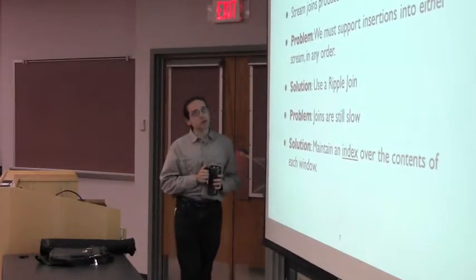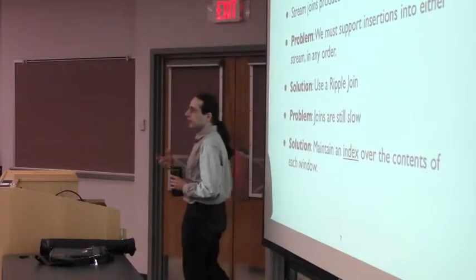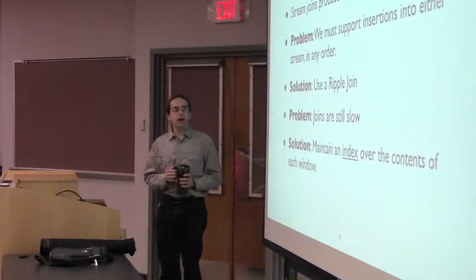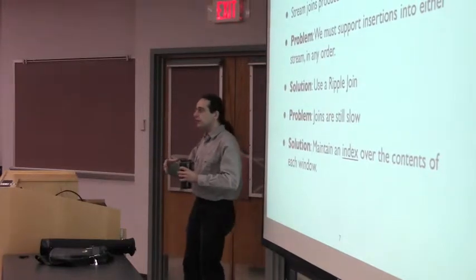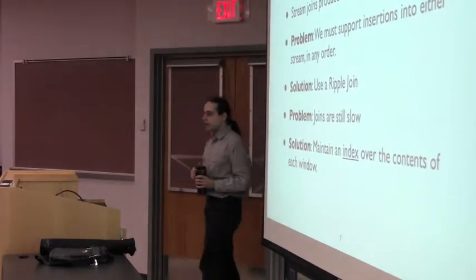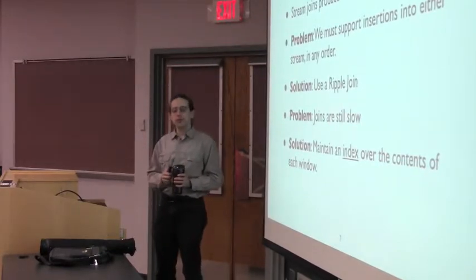Precisely, a stream join is going to produce a continual stream of newly arriving outputs. Every time we get a new tuple into one of our inputs, we're going to join it against all of the tuples in the other window, and then produce a set of new outputs.